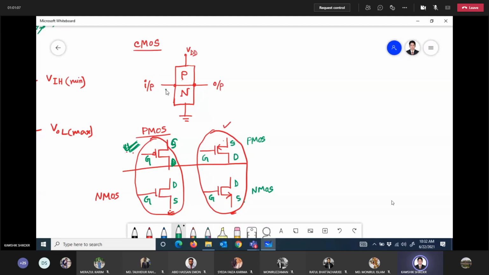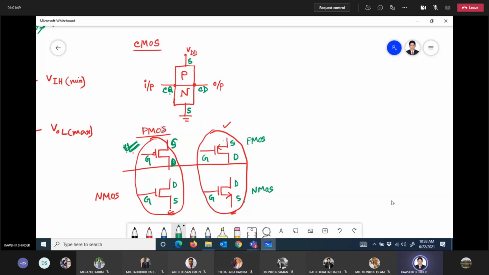Now this is CG, for common gate. This is CD, so can you guess CD? Common drain. So this one is source, because gate is here and drain is here, so the remaining one is source. The source of PMOS should be connected to VDD and the source of NMOS should be connected to ground. Is it clear? Yes, sir.